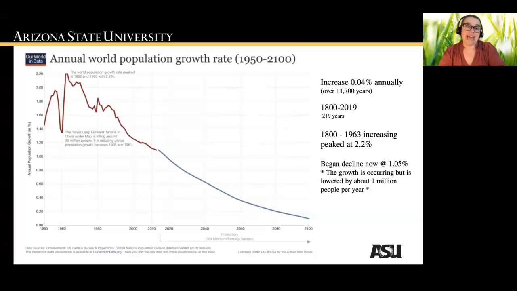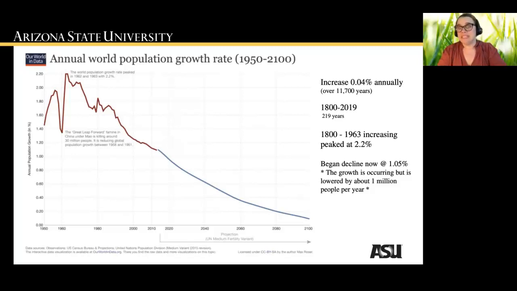Here we can see that the population growth peaked in '63 at 2.2%, and the Great Leap Forward famine came in China, where there was a huge dip because it reduced the population between 1958 and '61 by 30 million people. As well, there was the bubonic plague, which killed about 300 million people, right before the 1800s. So we see that there are times when we do see major dips in the population. However, over time, we've consistently been increasing.